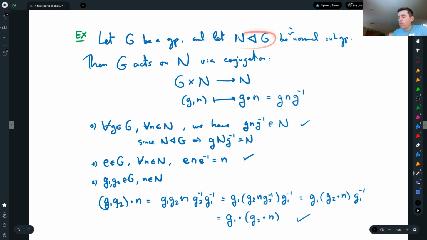If N is not normal, if N is any subgroup of G, this would not have worked. If H is not normal, when I conjugate by just any element of G, it doesn't have to stay in H, but it only stays in N because the subgroup itself is normal. So G does not act on just some random subgroup H via conjugation. It only acts on the normal subgroups.